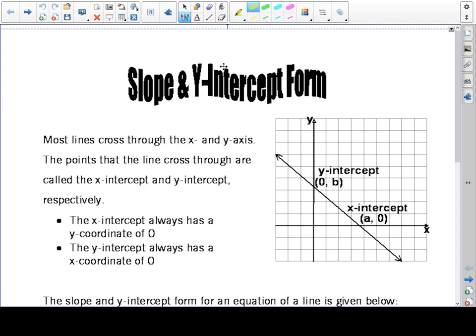So most lines cross through both the x and y axis. The points at which they do so is called the x-intercept and the y-intercept. So this is the x-intercept right here. It's where the line touches the x-axis. And this is the y-intercept right here. That's the point where it touches the y-axis. The x-intercept always has a y value of 0 because it's on the x-axis, and the y-intercept always has an x value of 0 because it's on the y-axis.